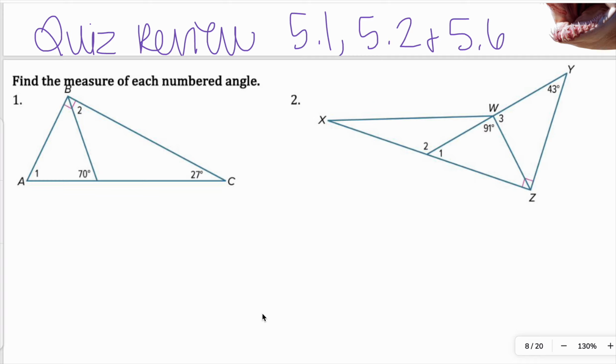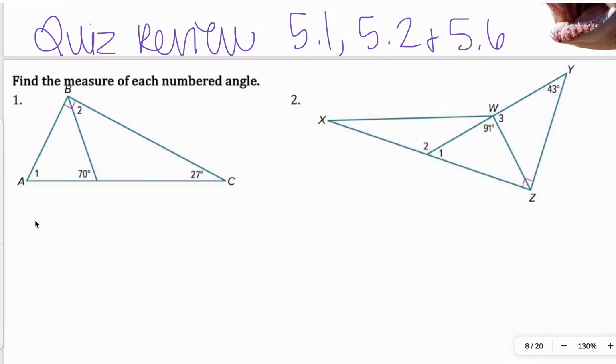Today we're looking at our quiz review over lessons 5.1, 5.2, and 5.6, which is just a whole bunch of interior angles of triangles, exterior angles of triangles, then determining if a triangle is isosceles or equilateral and how that affects the angle and side measurements. Let's go ahead and get started finding the measure of each angle.